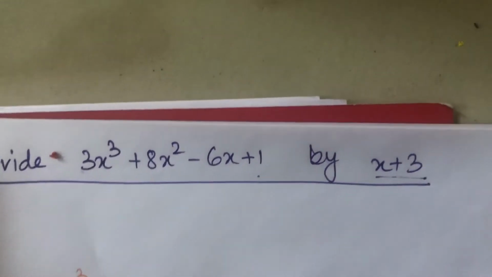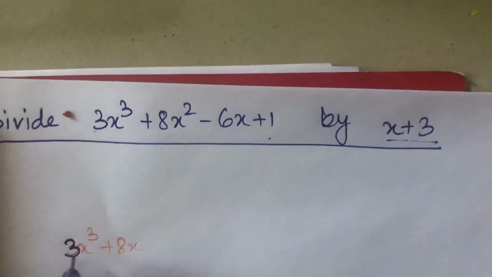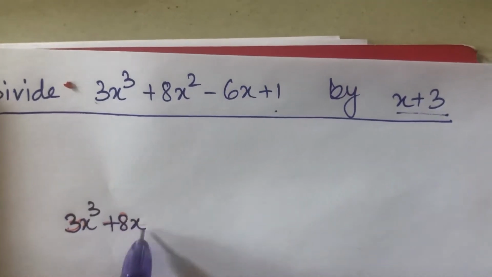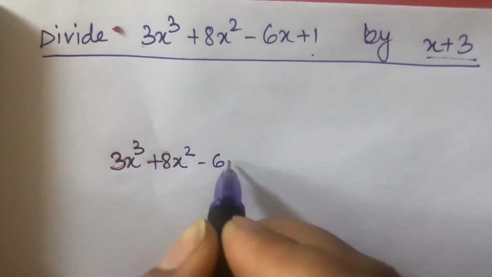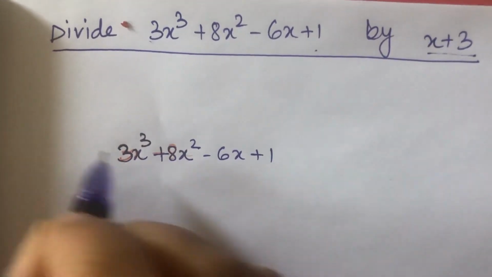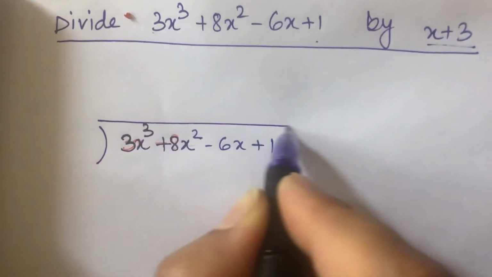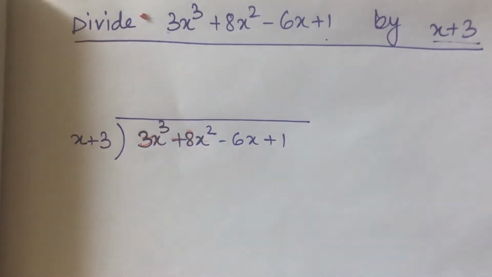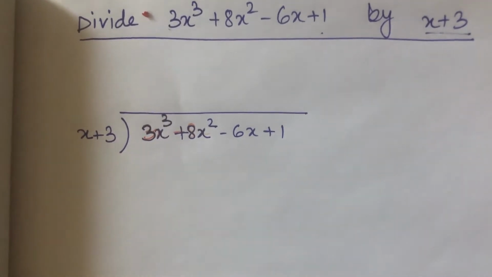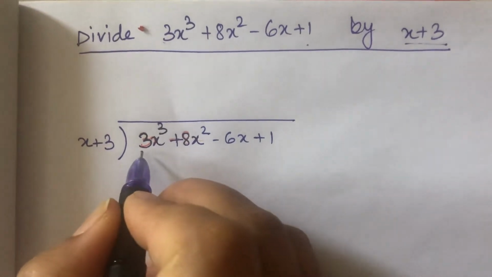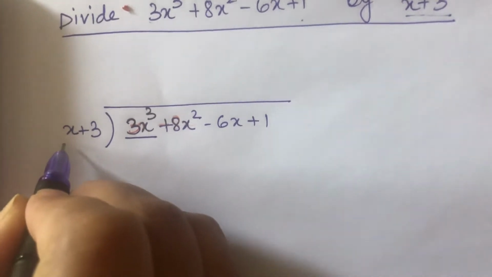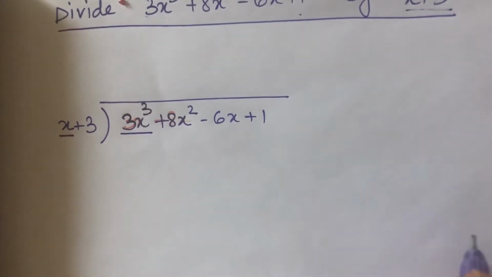So just like a normal division, we are going to write our dividend. Make sure your dividend and your divisor are both in decreasing order of the degree. And we will write our divisor here. Now to get the first term of the quotient, I am going to pick the first term of the dividend and divide it by the first term of the divisor.